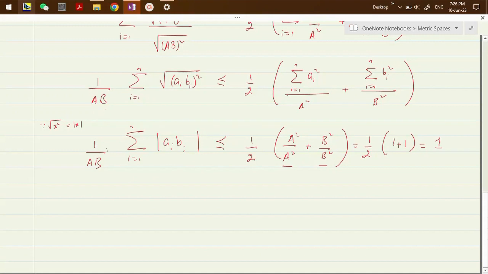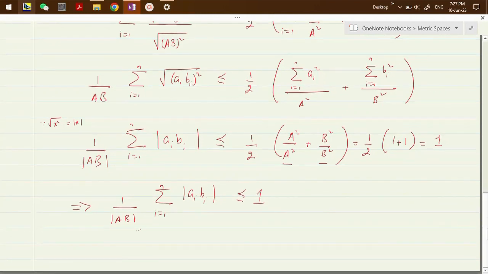So here also we have mod of ab. This implies that 1 by mod ab into summation i from 1 to n mod of ai bi is less than or equal to 1, and this implies that summation i from 1 to n mod of ai bi is less than or equal to mod of a into b.